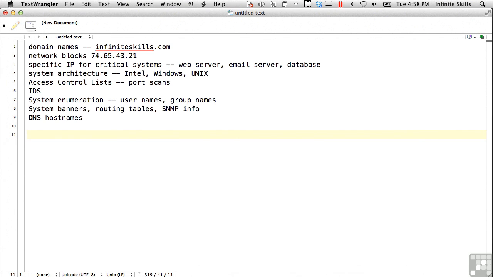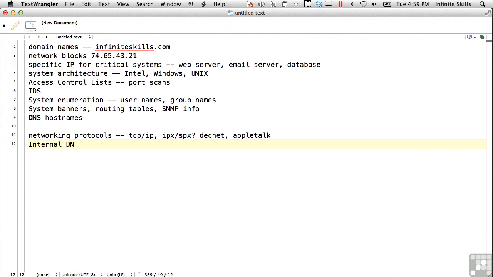On the inside, if you're doing an internal penetration test or ethical hacking engagement, you want to know networking protocols. Are they only using TCP/IP, or are they using IPX, SPX? Are they using DECnet, AppleTalk? Are they using some sort of split DNS? In other words, do they have an internal DNS server that's different from their external, and will it give different information? You want to check for remote access possibilities, VPN or dial-up. And yes, people still use dial-up.